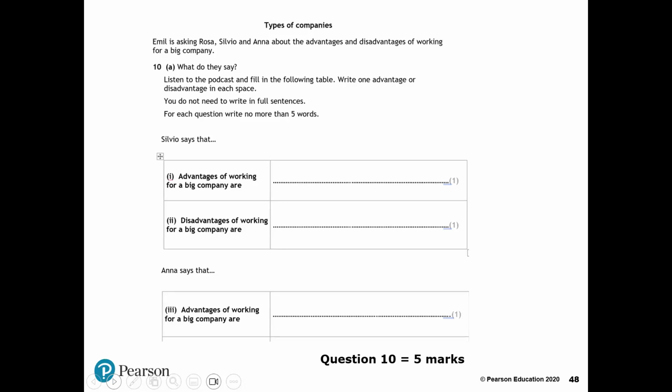And so it says, if you look at the rubric, the information at the top, listen to the podcast and fill in the following table. Write one advantage or disadvantage in each space. And so this is a note-taking activity, really. We expect in the recording that there will be more than one advantage and more than one disadvantage, but only one mark is given. So students just need to choose one and write those things in there.